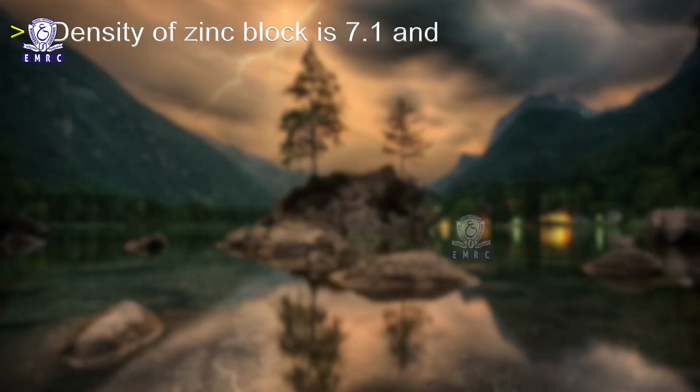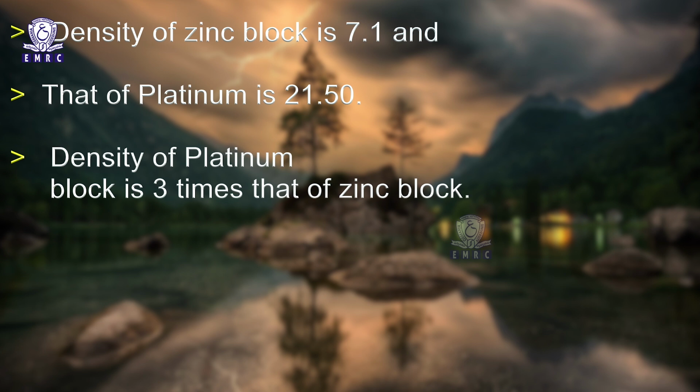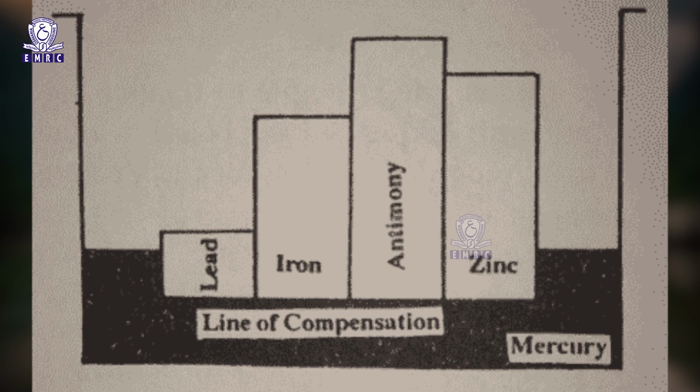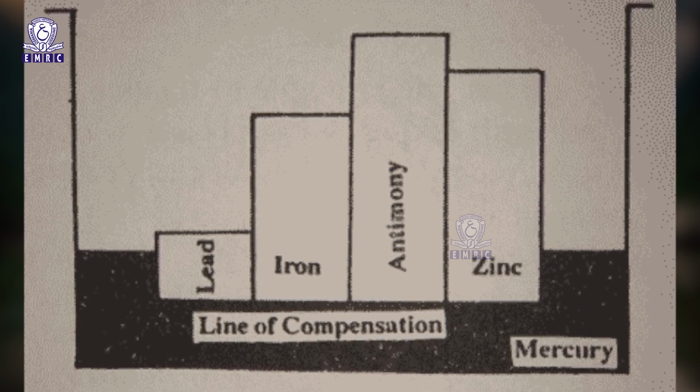The relative density of zinc block is 7.1 and that of platinum is 21.50. It is obvious that the relative density of platinum block is 3 times greater than that of zinc. Hence, the exposed portion of the height of the zinc block above the floating medium is 3 times the exposed portion of the platinum. In other words, the height of blocks above the floating medium or liquid is inversely proportional to their densities.